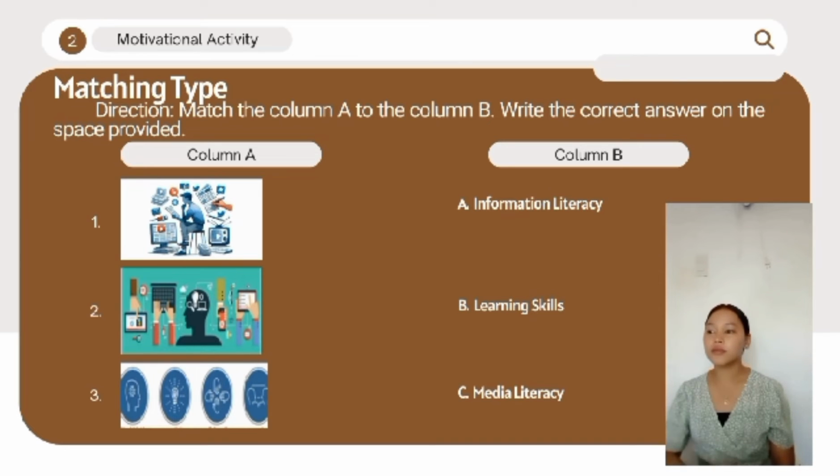So number 2, anyone? So number 2, the correct answer is letter D. So the title of that image is information literacy. So for the number 3, who wants to answer? Very good. The answer for the number 3 is letter E, which is the learning skills.